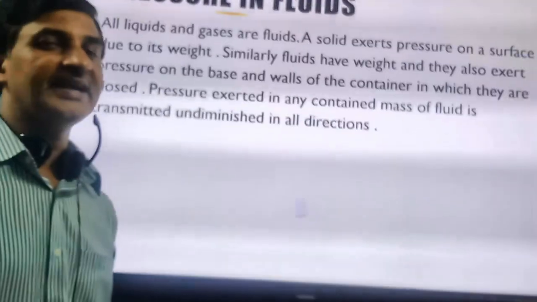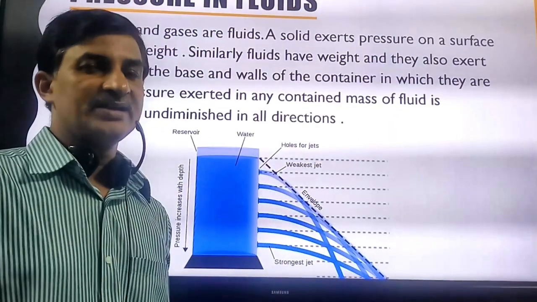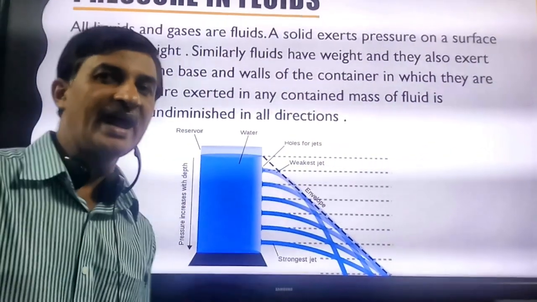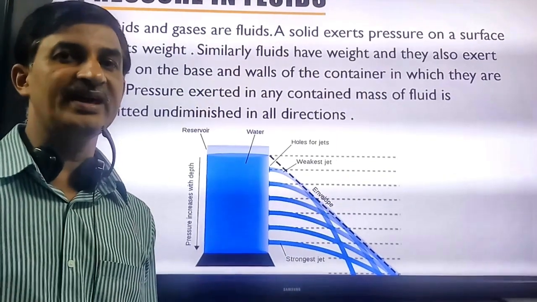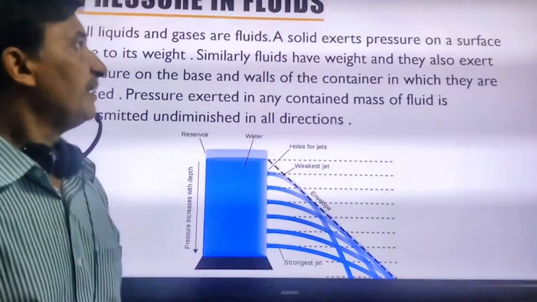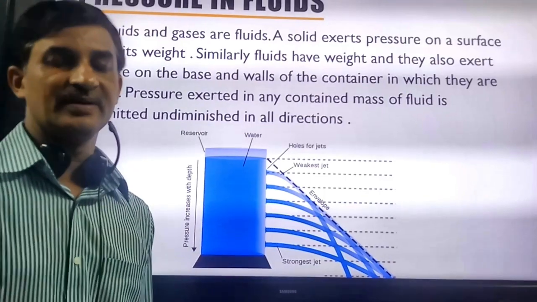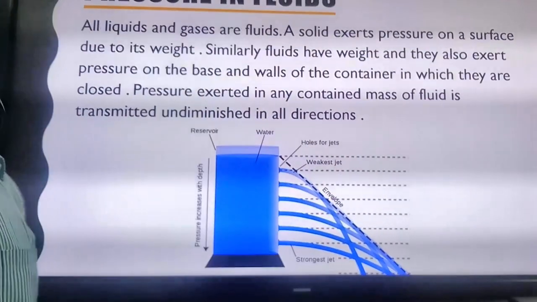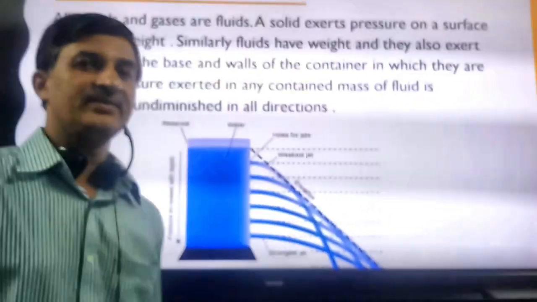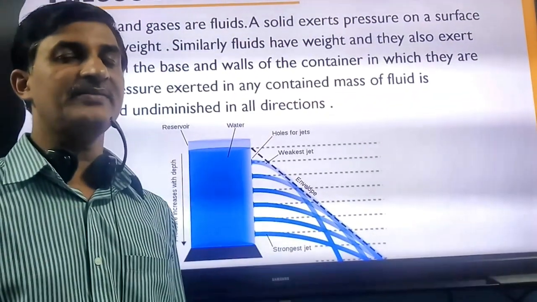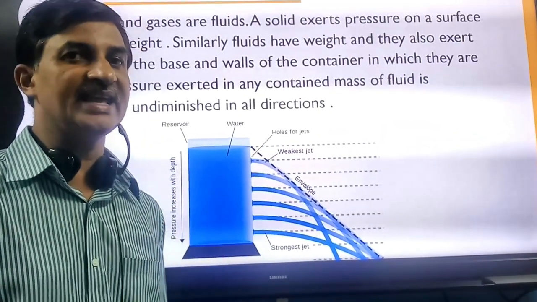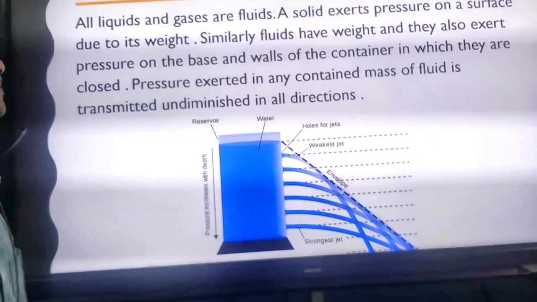So by using this we make a pointed tip needle, a sharp knife with sharp edges, and the foundation of a building should be very wide. These are the applications of pressure. If we want to increase pressure, we decrease area, and if we want to decrease pressure, we increase area. Pressure is inversely proportional to area.